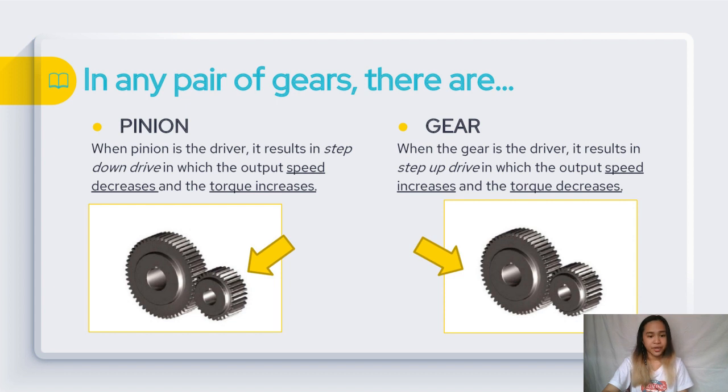When pinion is the driver, it results in step-down drive, in which the output speed decreases and the torque increases. On the other hand, when the gear is the driver, it results in step-up drive, in which the output speed increases and the torque decreases.